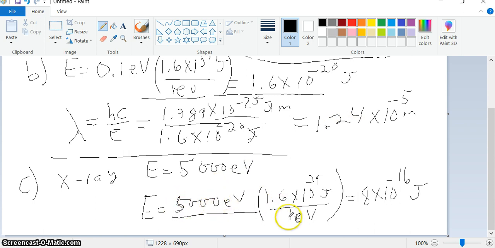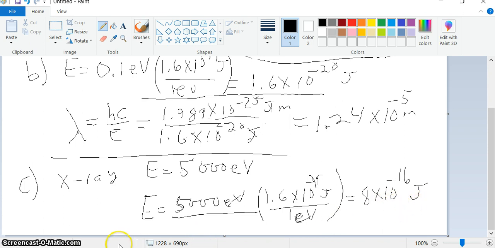5,000 electron volts. 1 electron volt is 1.6 times 10 to the minus 19th joules. The electron volts cancel, so you get 8 times 10 to the minus 16th joules.